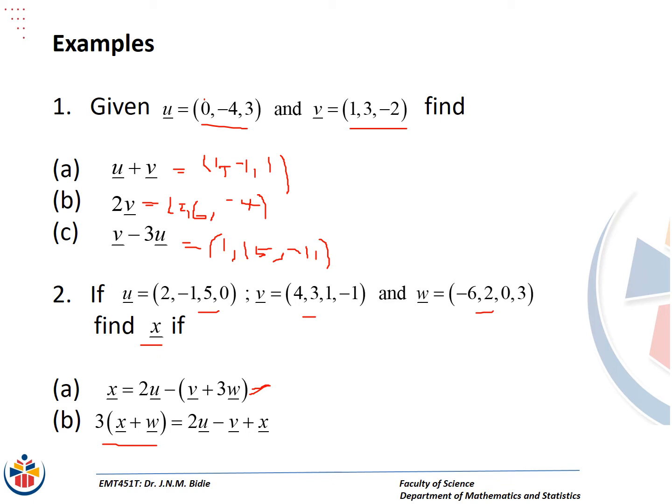So that means you'll have 3x minus x on the left. On the right hand side, we'll have 2 times u minus v minus 3 times w. And you work it out and make sure that you give us an expression for x.